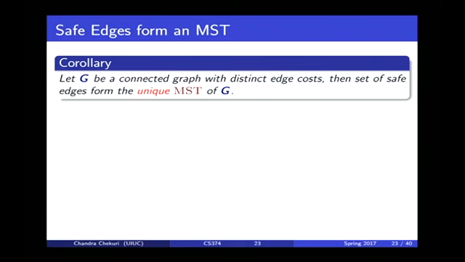Okay? So where did we use the fact that the edge weights are distinct? In a couple of places, right? When I add a safe edge, the one I kick out must be more expensive than the edge I added, right? If the edge weights are not distinct, I cannot claim that that edge will be strictly more expensive than the safe edge.